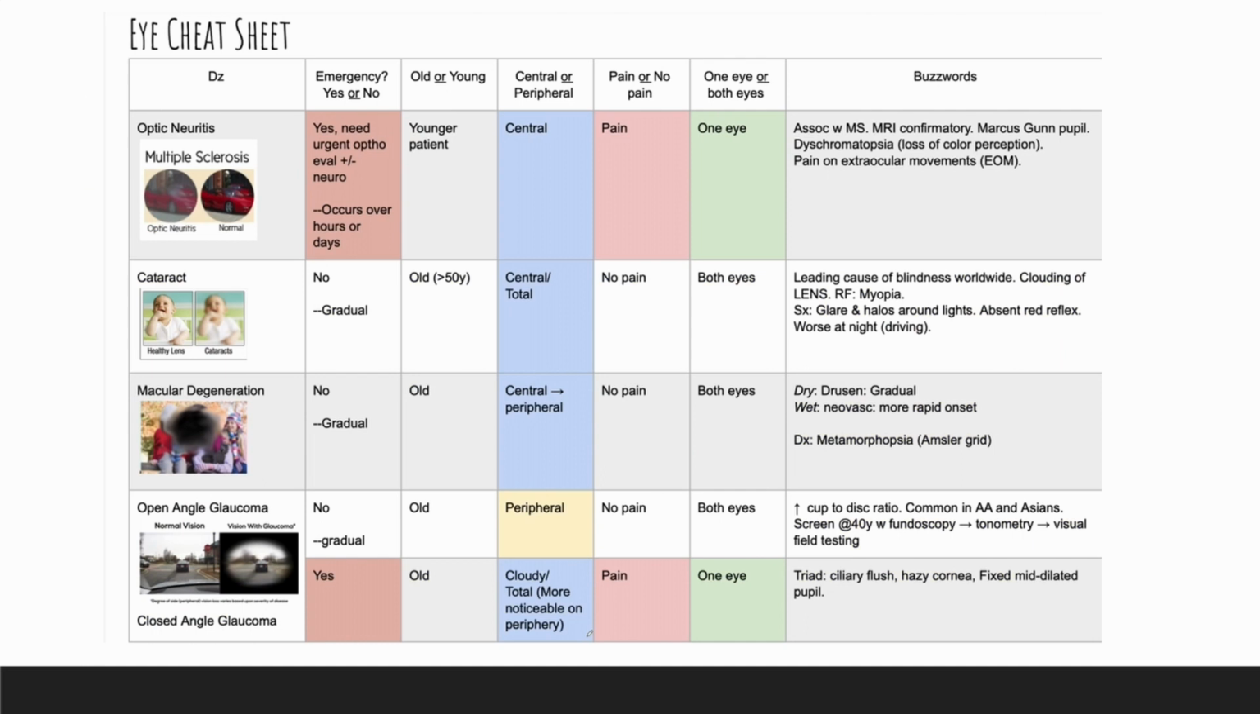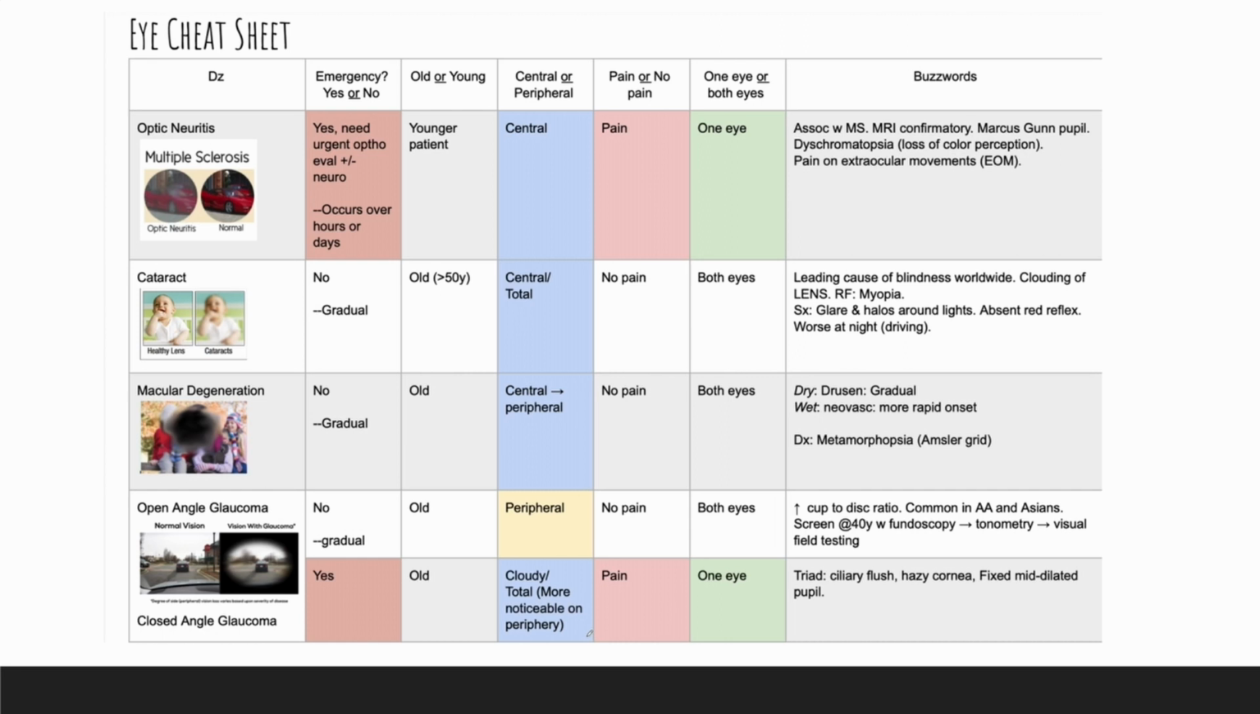So my last two slides are your eye cheat sheet. We've covered almost everything about the eye. We did not cover retinoblastoma, which we'll cover in neoplasms. Otherwise, we've covered everything. So now it's up to you to start putting together those nuggets of info that you're getting in a vignette and determine what is wrong with your patient. You're going to want to know, is it an emergent condition or not? Does it happen more in older people or young?